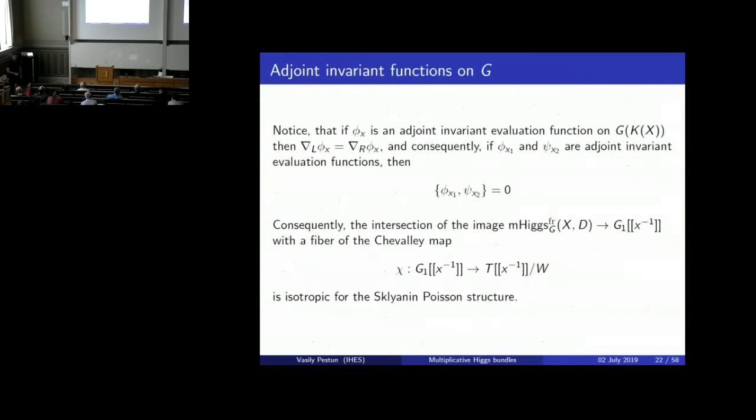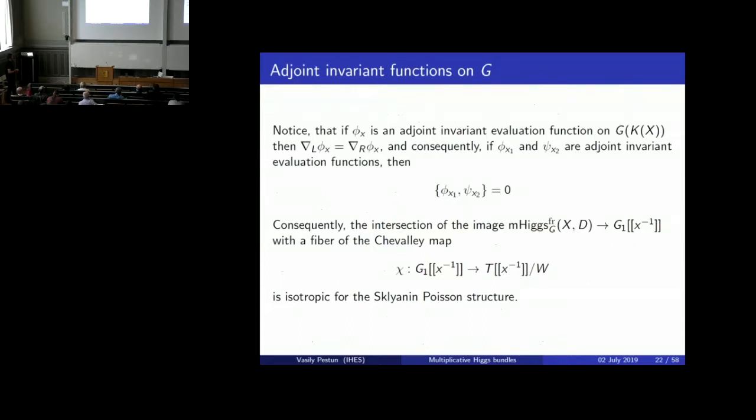Now, with respect to this Poisson structure, first of all, let's look at how adjoint invariant functions behave. Suppose that phi is an adjoint invariant function. Then the left gradient and right gradient are the same because of adjoint invariance. Consequently, if we pick two adjoint invariant functions, then their Poisson bracket is 0. So they commute. They are conserved in parallel, so they can be used to build a system of commuting Hamiltonians.